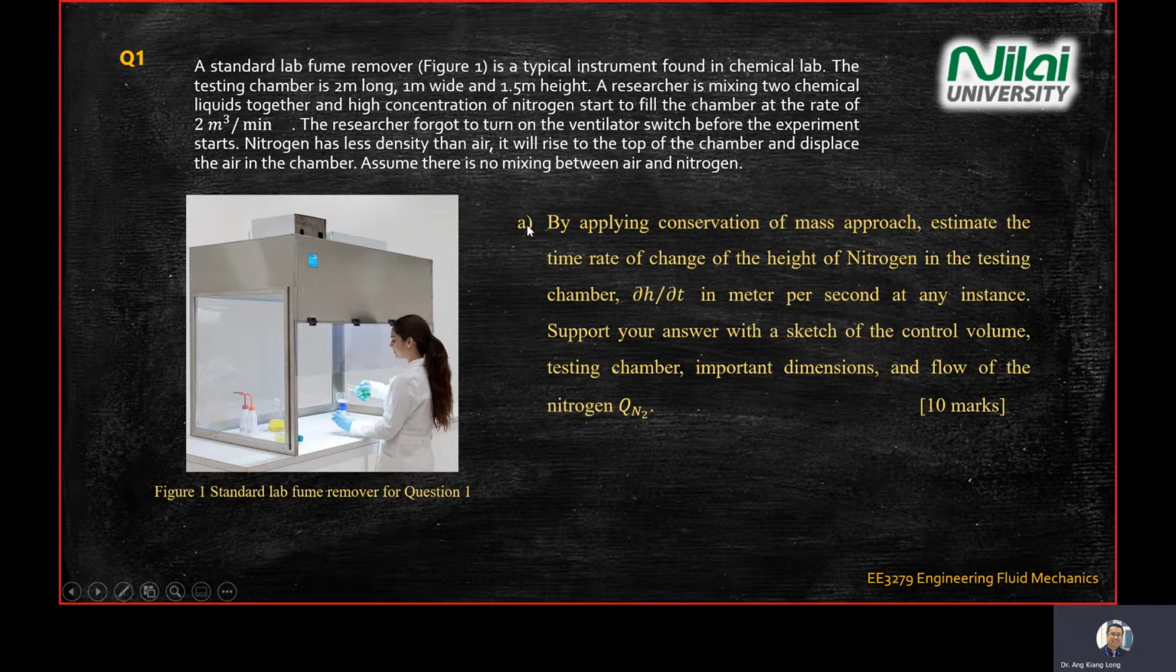So the first part, part A, we ask you to apply the conservation of mass approach and estimate the time rate of change of height of nitrogen in the testing chamber, given del H over del T in meter per second. The unit here, you have to put your answer in meter per second at any distance. Support your answer with a sketch of the control volume. So you need to draw a sketch and input all the important dimensions. There's a marks given.